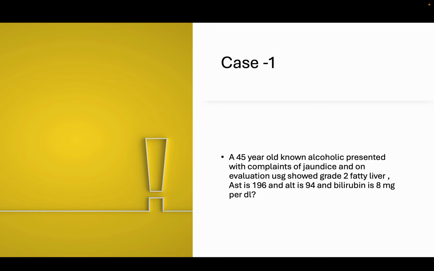He's a known alcoholic. There is significant alcohol history. You should always ask how much alcohol he consumes. Anything more than 14 units per week in males and 7 units per week in females is significant. The ultrasound showed fatty liver, and there is an enzyme pattern of AST more than ALT.